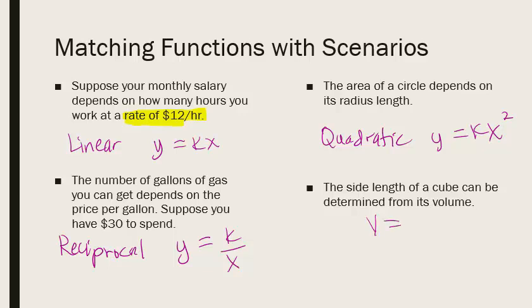The volume of a cube, you just cube a side. So volume is equal to s cubed. It does, however, say the side length can be determined from the volume, so that means the side length is a function of its volume, and we want to solve for s. To solve for s in this equation, we would get rid of the cube and take the cube root of both sides. Finally, s is equal to the cube root of v is a relationship between s and v, and that is a cube root function.